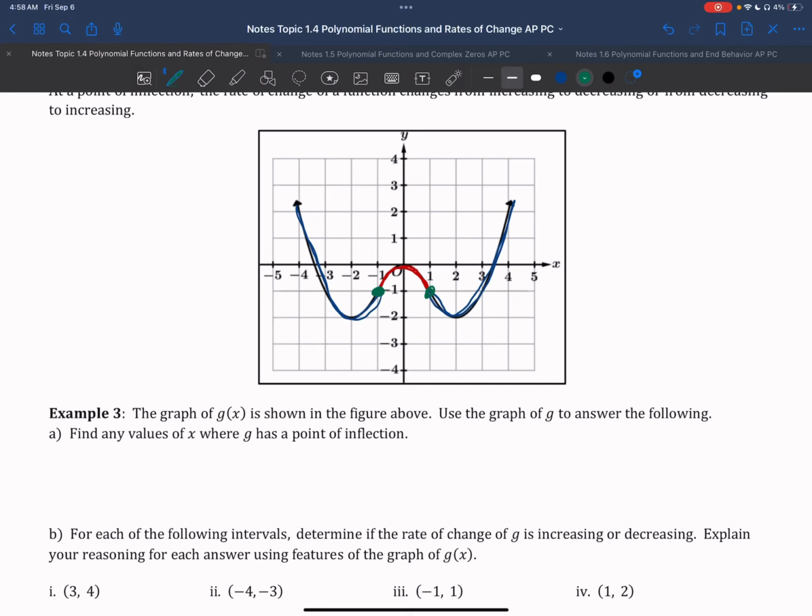So example number 3 actually wants them. It wants to know the x values where function g has a point of inflection. So I'm going to say x equals -1 and x equals +1.